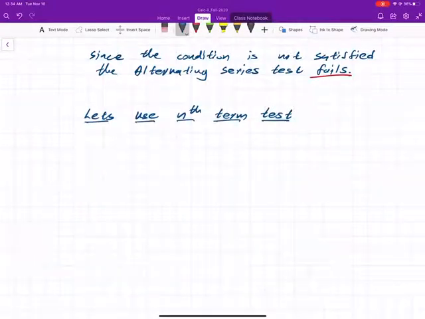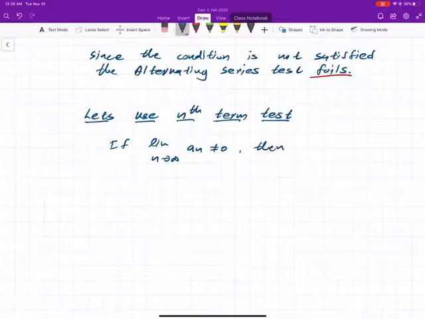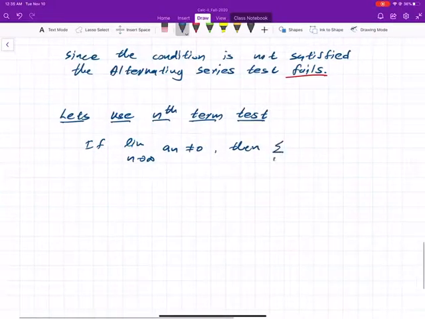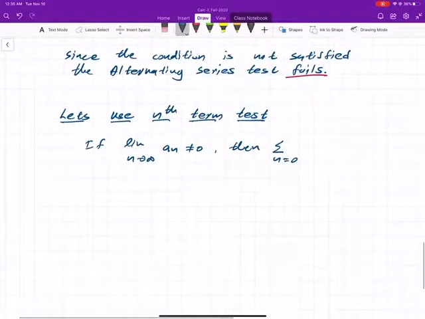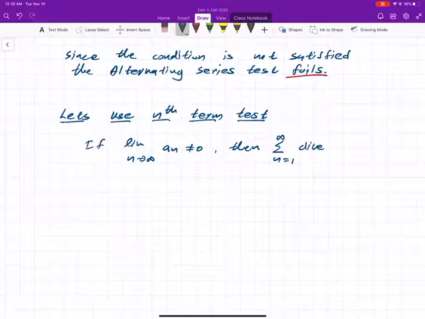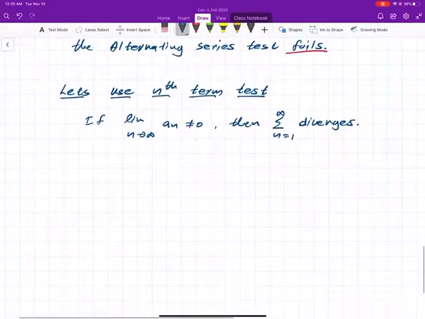The n-th term test says if the limit as n goes to infinity of an does not equal 0, then this series, n goes from 1 to infinity of an, diverges. Okay, it says this diverges.